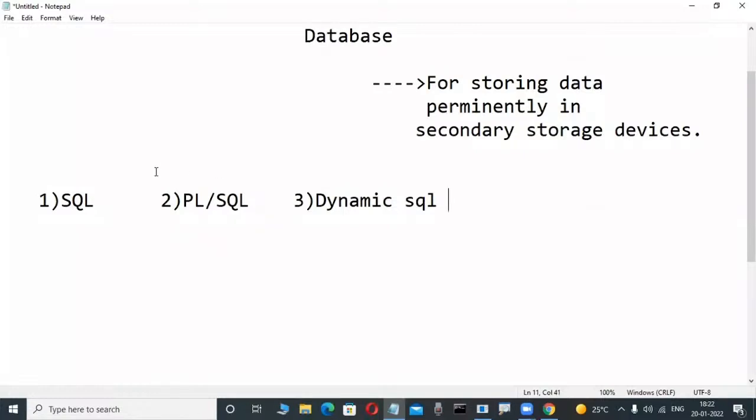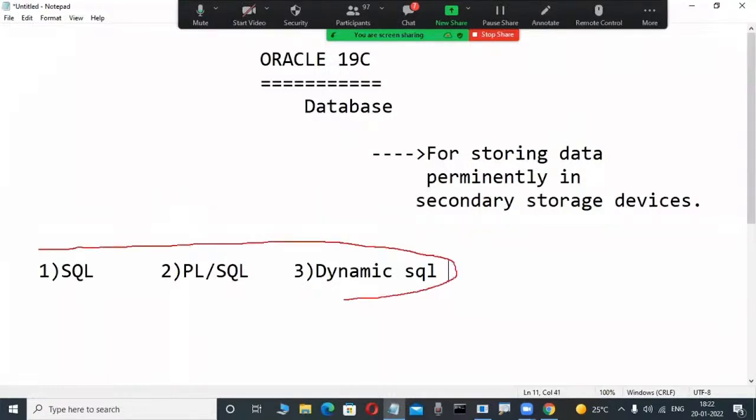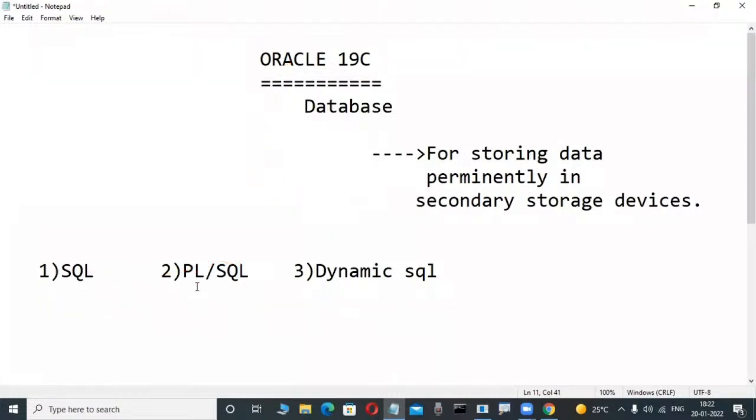Dynamic SQL language. These three languages, you have an idea. Through these three languages, we are operating Oracle software only. That is the most powerful. On the company side, a little bit of SQL knowledge and a little bit of PL/SQL knowledge is there. Also, we are operating, but we are learning more things.